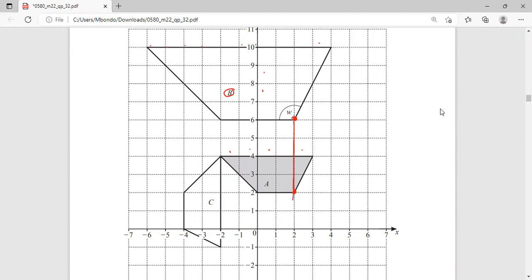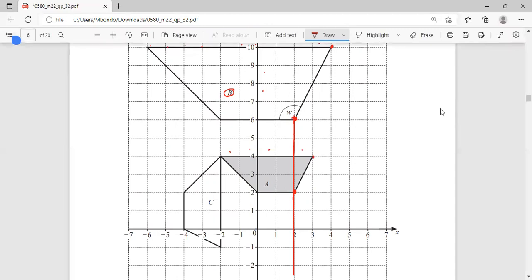We can even extend it down because we are looking for the center. We have it like this. Then we can also join this point to this one, because these are corresponding points, isn't it? So we can join this point here, and this point here.